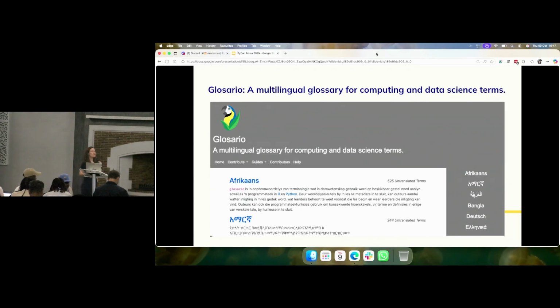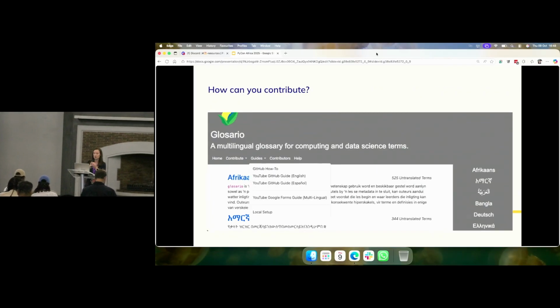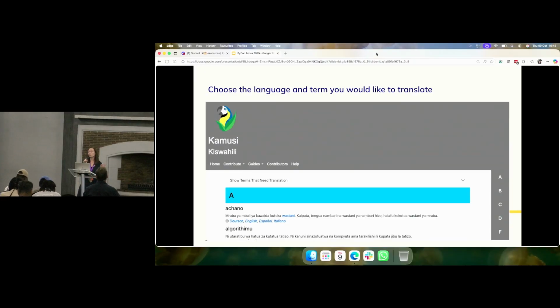So I would like to tell you today how you can contribute to Glossario. If you go to our webpage, you can see the various guides that will help you to contribute. But I want to take you through the 3 main ways you can help us. You can choose a language you would like to contribute in. I chose Kiswahili because I thought it's very appropriate for the audience here today, right? You can click on the show terms that need translation. It will extend with all the terms that we still need translations for.